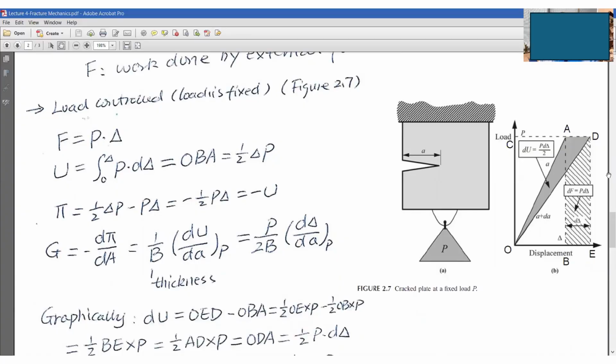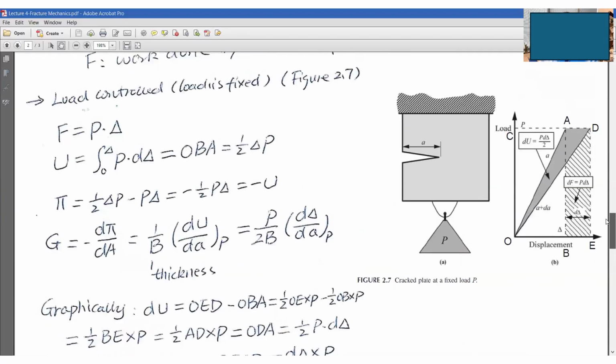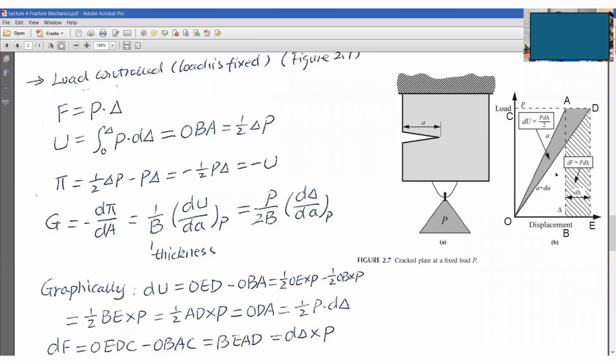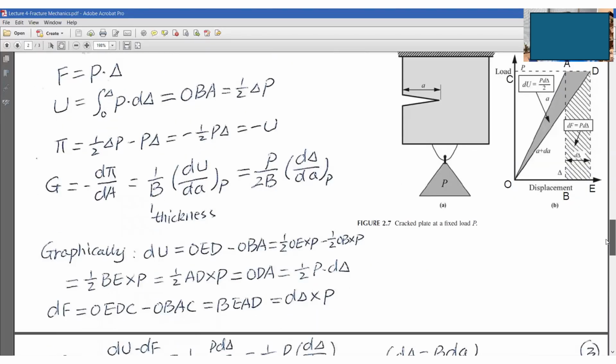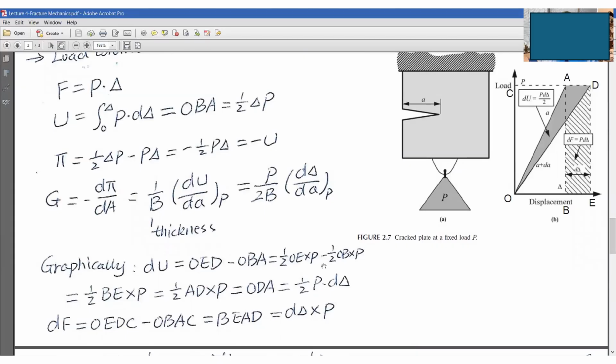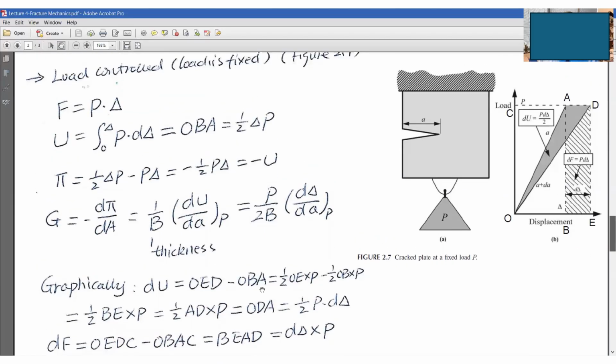Okay, so graphically, what does that mean, guys? Graphically, I'm going to show you, okay? So I labeled here the origin O, and this point is B, this point is E, this point D, this point A, and this point is C. I labeled these 6 points using 6 letters here. So graphically, dU equals OED minus OAB. Do you guys agree?